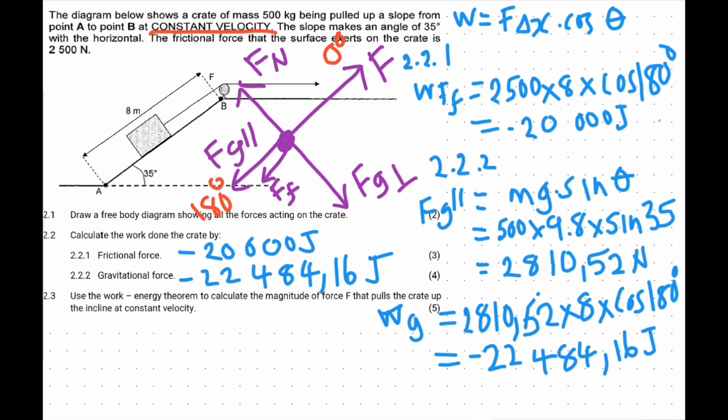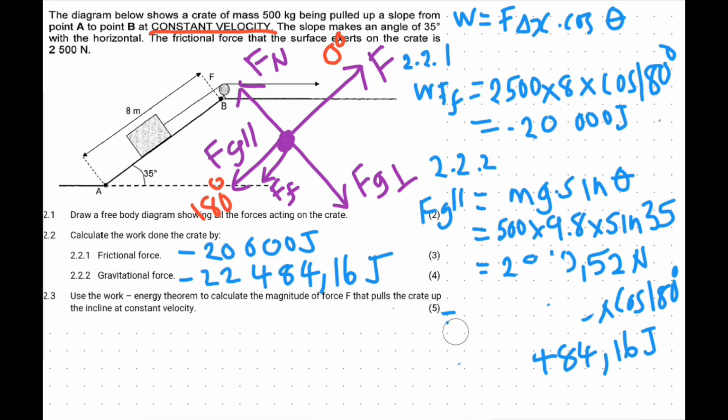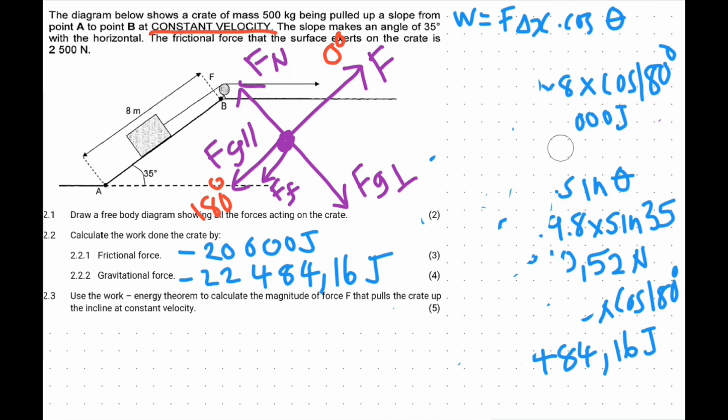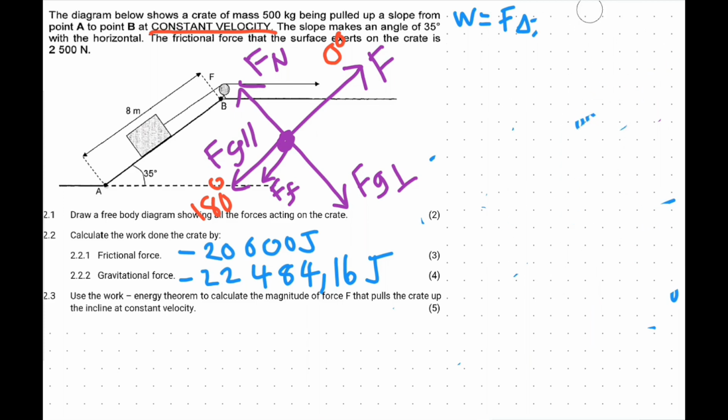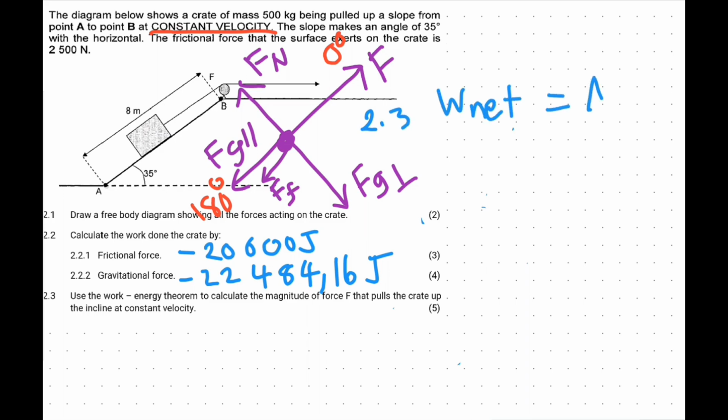Now, in the last question, 2.3, they're asking us to use the work-energy theorem, and we call this kind of question a limited question. The question is limiting the approach that we can take to solve it. To use the work-energy theorem, we're going to have to use the idea that W net is equal to delta EK.